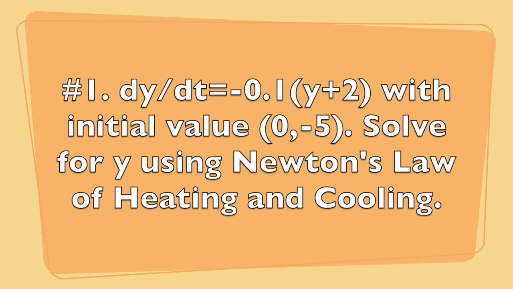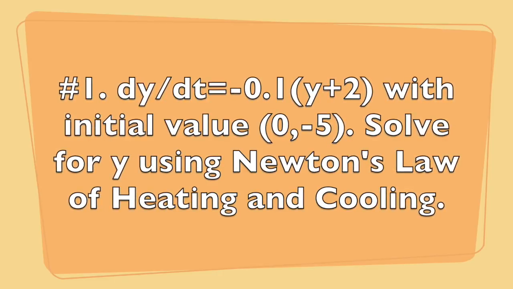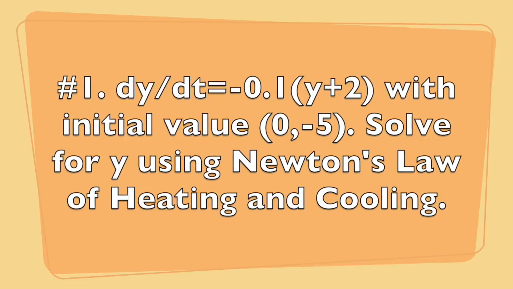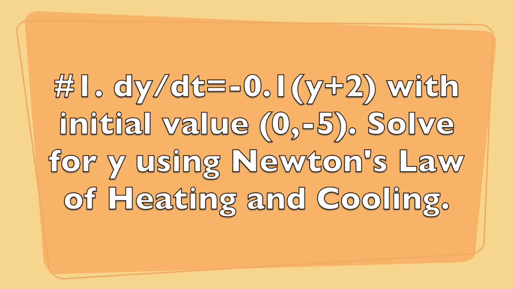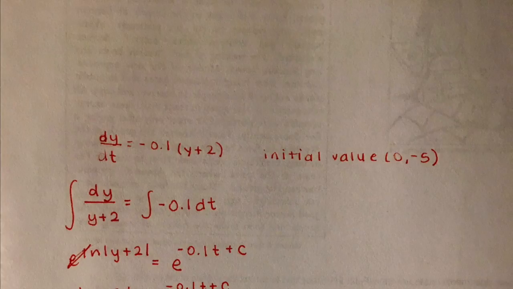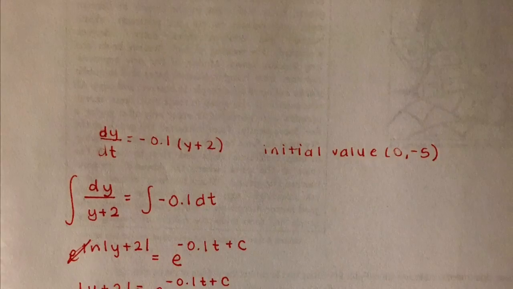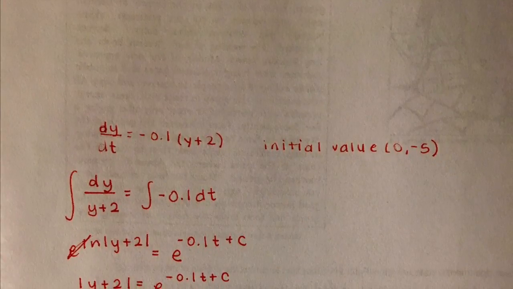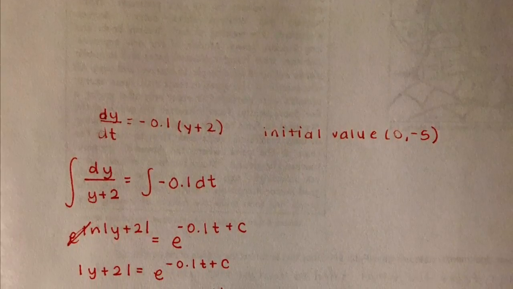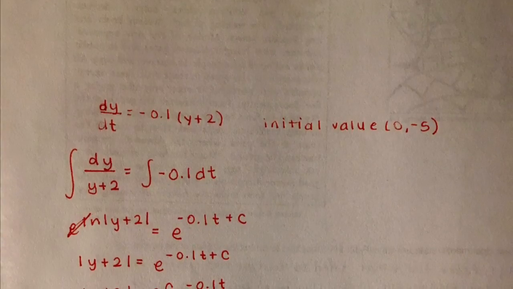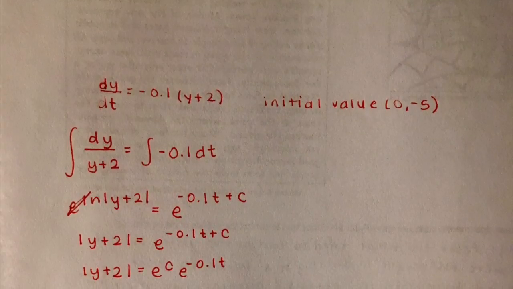Number 1. dy/dt equals negative 0.1 times (y plus 2), with initial value (0, negative 5). Solve for y using Newton's law of heating and cooling. This is a pretty straightforward one, but let's jump right in. First, we separate our variables: you multiply y plus 2 over to the other side and dt to the right side, and then you integrate. When you integrate, you get ln of the absolute value of y plus 2.